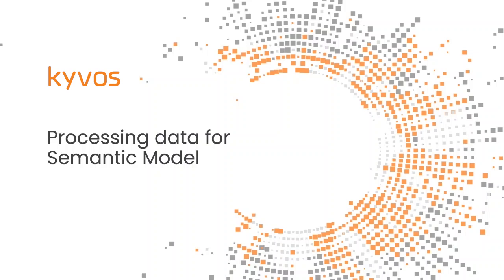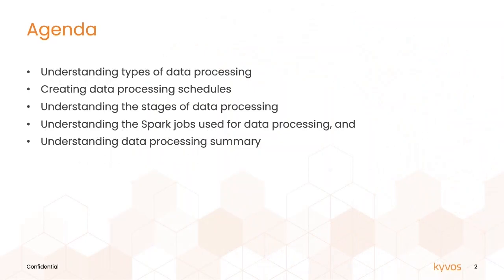This process mainly consists of two subprocesses. One, to read the input source data of the model, and two, to create the aggregation layer for the model. For the purpose of this training, we will refer to processing of data for the semantic model as building the model. So, in this session, you will learn how to build the Kairos semantic model.